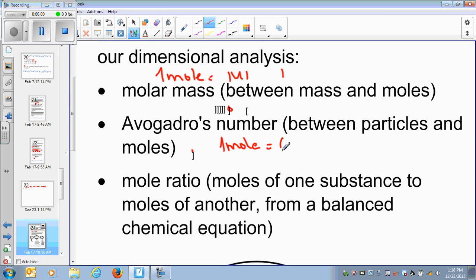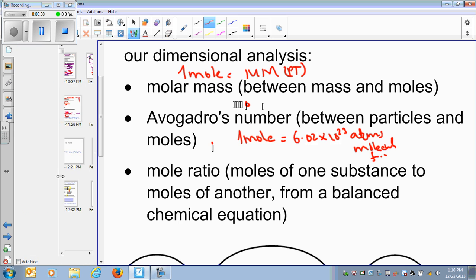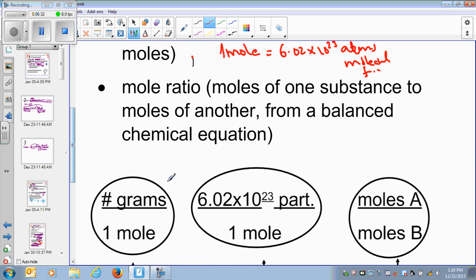1 mole is equal to 6.02 times 10 to the 23 atoms, molecules, and formula units. And the third conversion factor we are adding is the mole ratio from the equation. You know that 1 mole is producing this and 2 moles is producing that. So we are going to apply the molar ratio from the balanced chemical equation. First of all, you need to have a balanced chemical equation before you can apply the molar ratio.